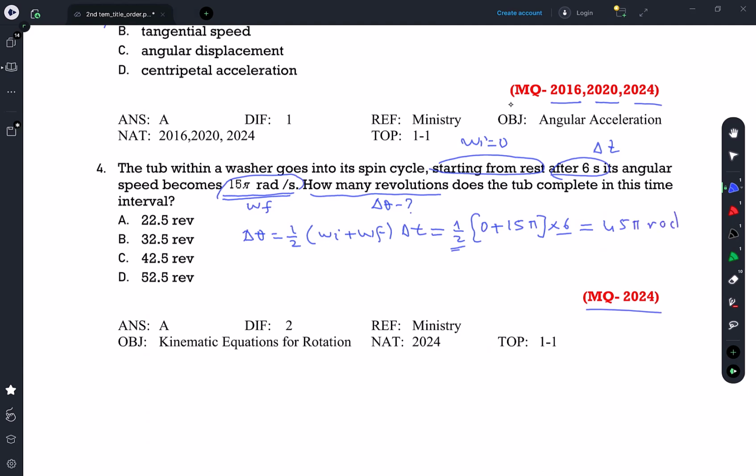But we should convert it to revolutions. So angular displacement in revolutions is equal to angular displacement in radian divided by 2 pi or 6.28. Because the answer is given in pi, I will write 2 pi. So 45 pi divided by 2 pi, pi simplifies, 45 divided by 2, it's going to be 22.5 revolutions. That is the answer.